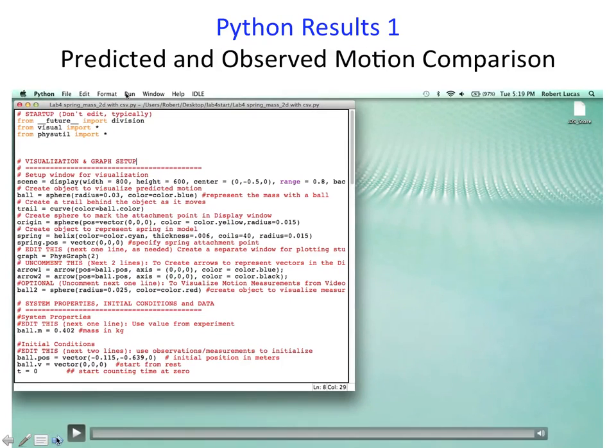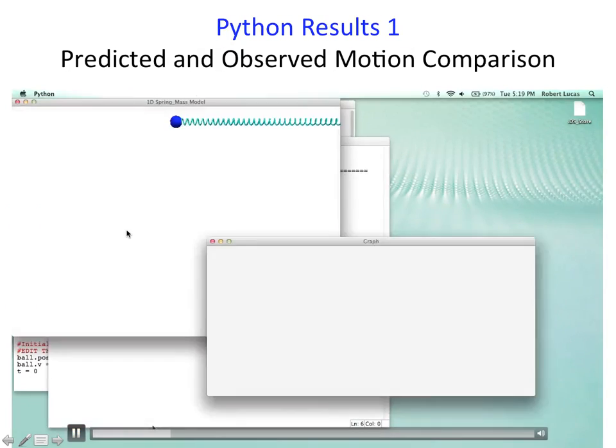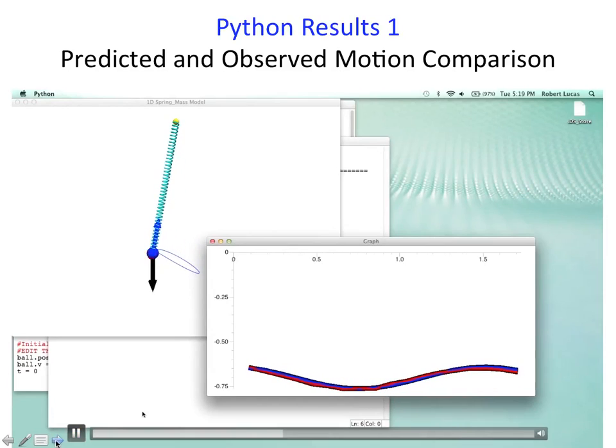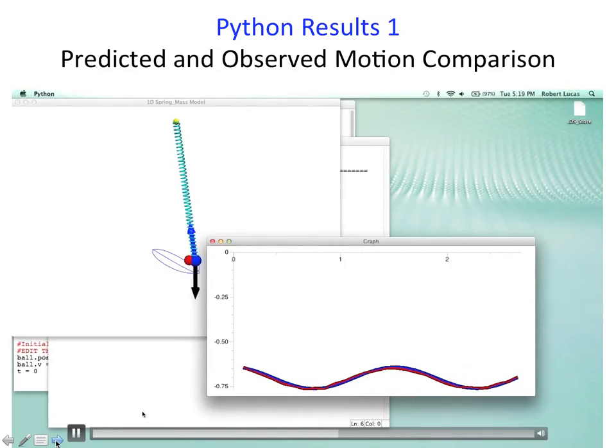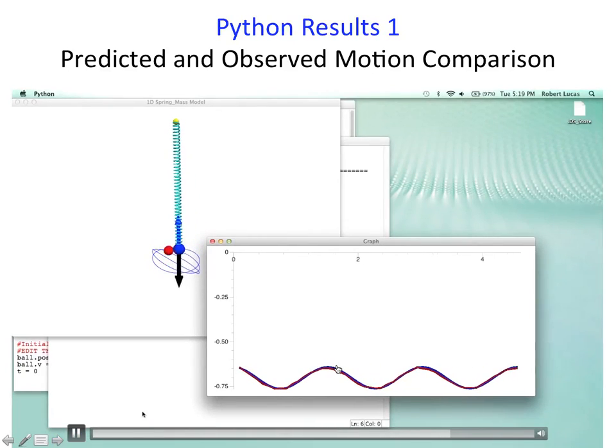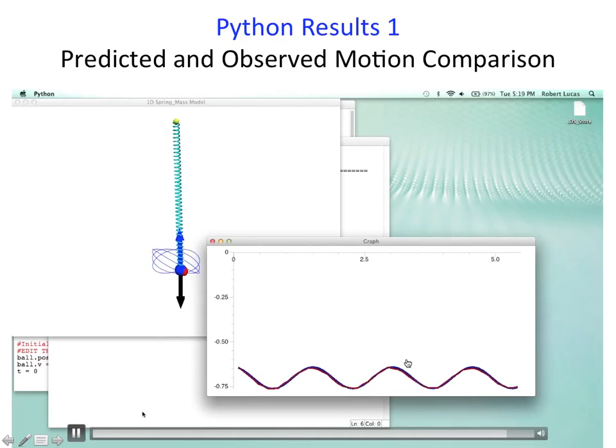The Python results for the predicted and observed motion, we have very good agreement with this. You can see the blue here, which is the predicted motion, and the red is from the tracker calculations.